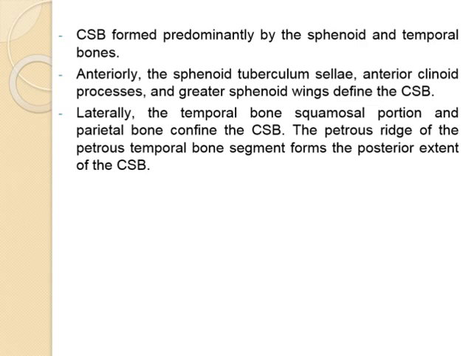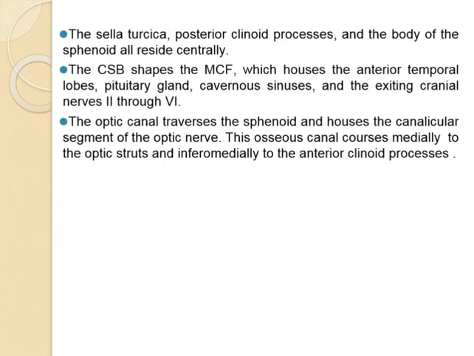The central cranial base is formed predominantly by the sphenoid and temporal bones. Anteriorly, the tuberculum sellae, anterior clinoid process, and greater sphenoid wings define the central skull base. Laterally, the squamous portion of the temporal bone and the petrous ridge of the temporal bone form the extent to the posterior cranial fossa. The sella turcica, posterior clinoid process, and the body of the sphenoid all reside centrally. The central skull base shapes the middle cranial fossa, which houses the anterior temporal lobes, pituitary gland, cavernous sinuses, and the existing foramina.